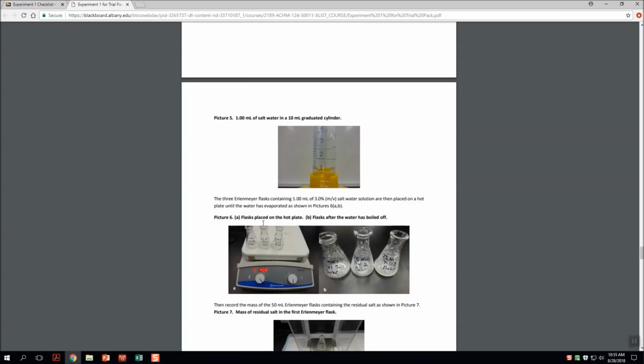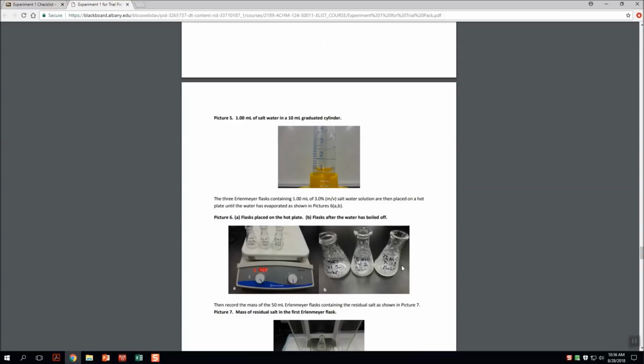So basically, we're going to put these three flasks on here. The water is going to boil off, and the salt is not. And you'll talk later on in the lecture course about why the salt doesn't boil. However, the water does. So the water goes away, and what you're ending up with is three flasks with some residual salt in them. And what we want to do is test the accuracy and the precision with which these flasks contain a certain amount of salt.